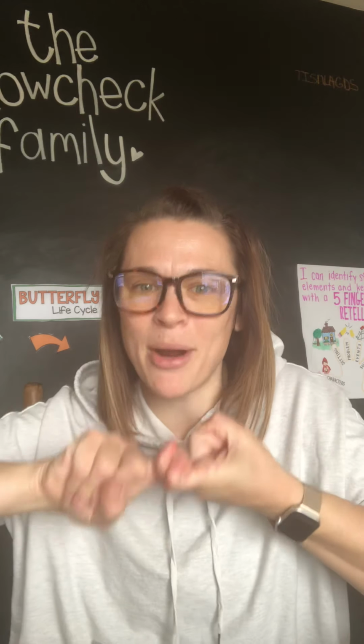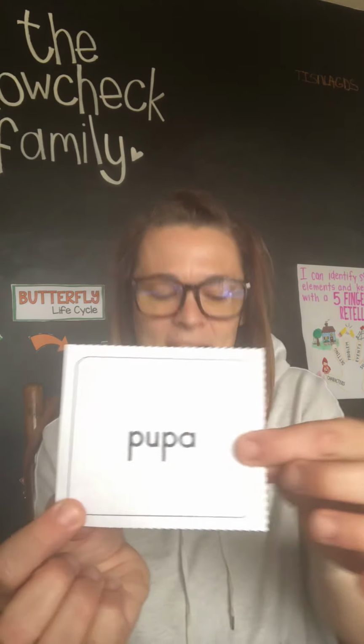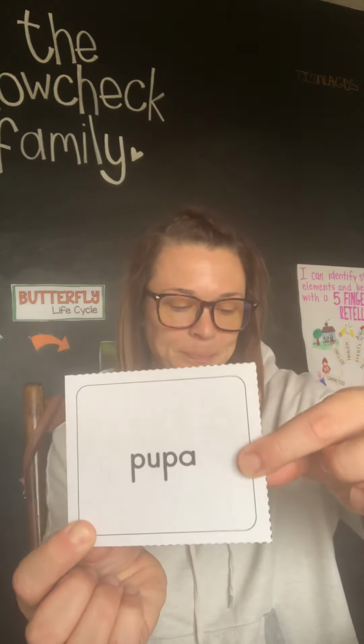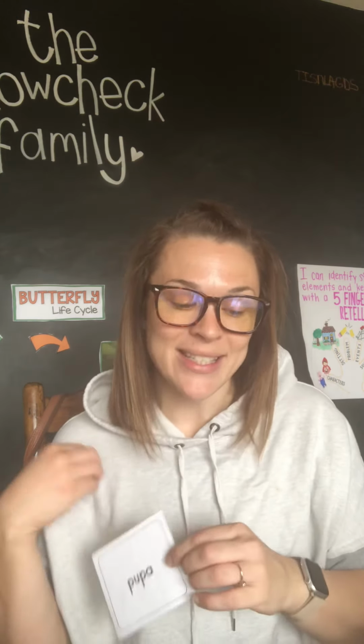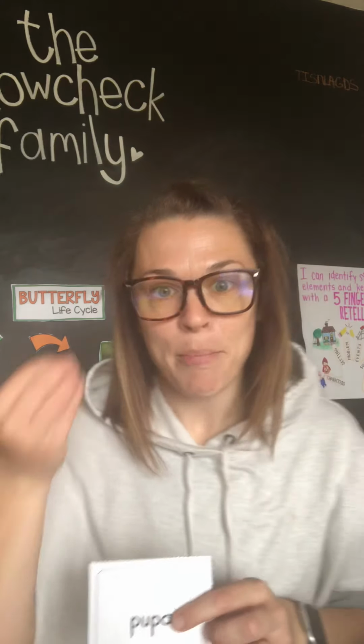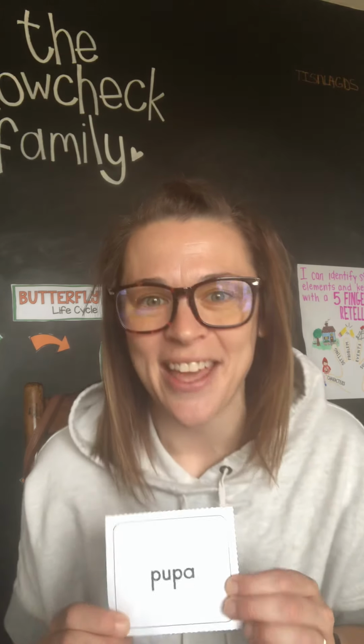For mate, we're going to link our fingers together. The mate is a partner for a living thing. The next word we have is pupa. The pupa is an immature or young stage of an insect between the larva stage and the adult stage. So I like to think of pupa as like the teenage years, okay? But for a caterpillar in the butterfly life cycle, the pupa is when they make their chrysalis.